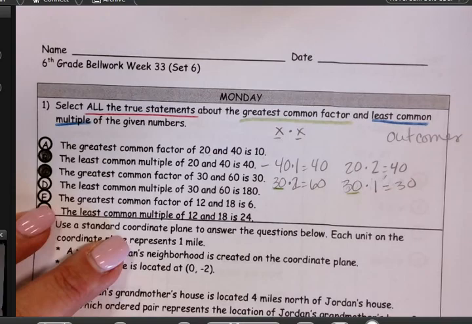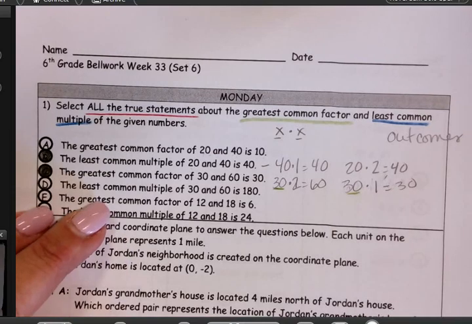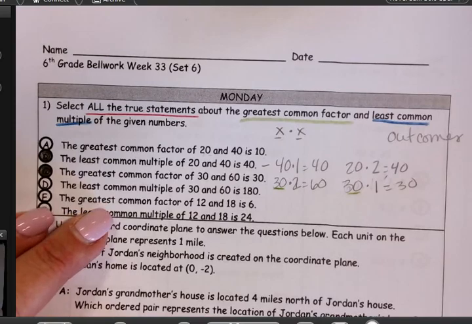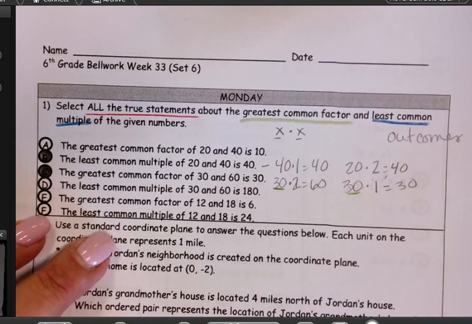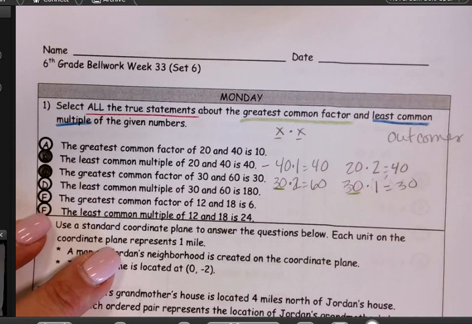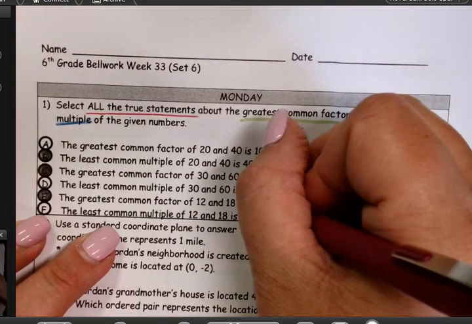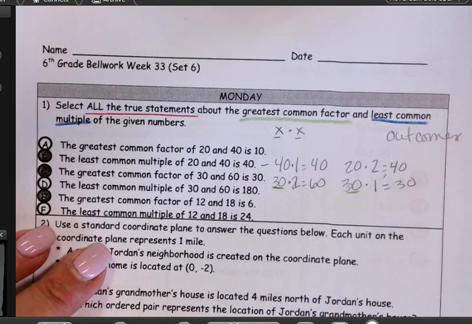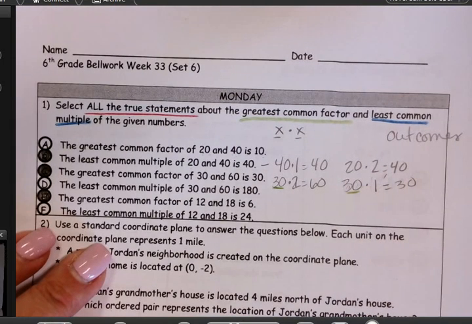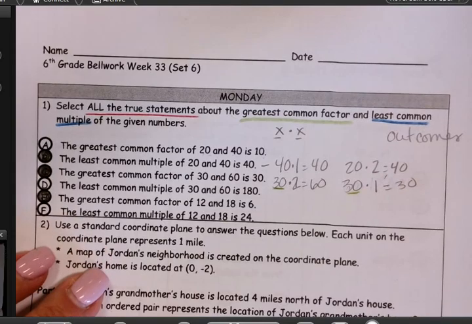Correct. D, the least common multiple of 30 and 60 is 180. No. The least common multiple of 30 and 60 is 60. Very good. E, the greatest common factor of 12 and 18 is 6. Yes. The least common multiple of 12 and 18 is 24. No. That is not accurate.